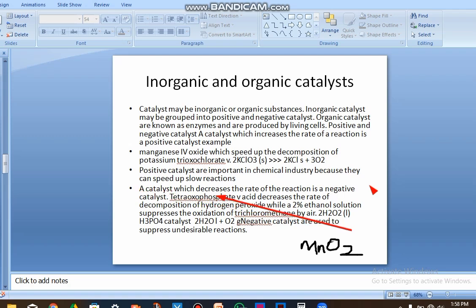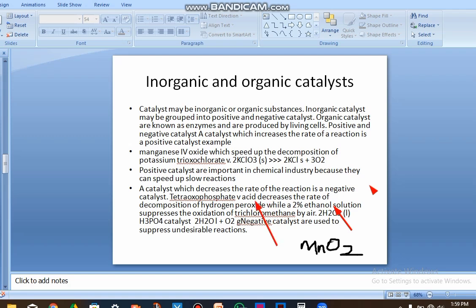Now look at a catalyst which decreases the rate of a chemical reaction. It is called a negative catalyst. It is just the opposite of a positive catalyst. A positive catalyst increases the rate, while a negative catalyst decreases it. An example of a negative catalyst is tetraoxophosphate 5 acid, which decreases the rate of decomposition of hydrogen peroxide.